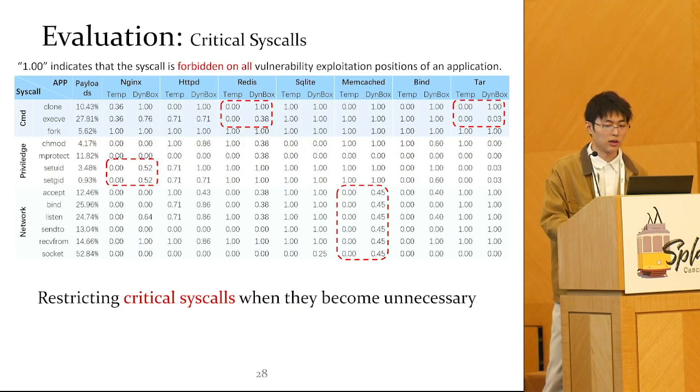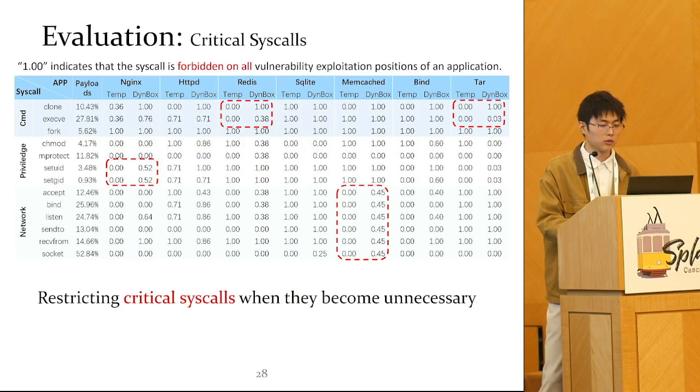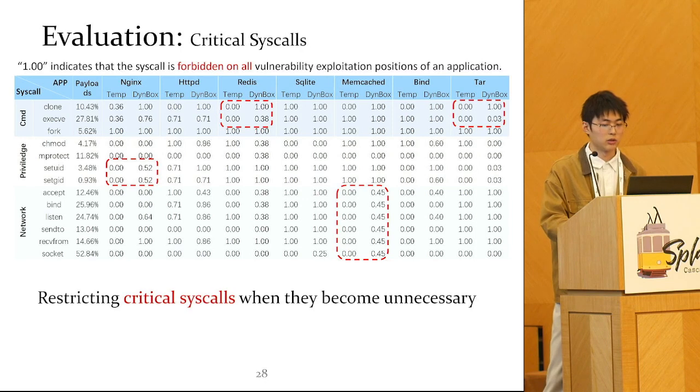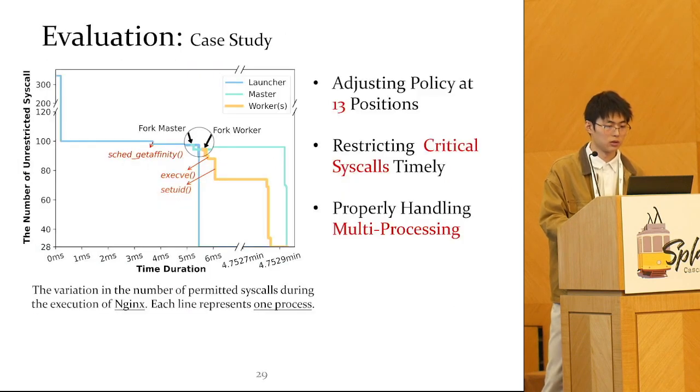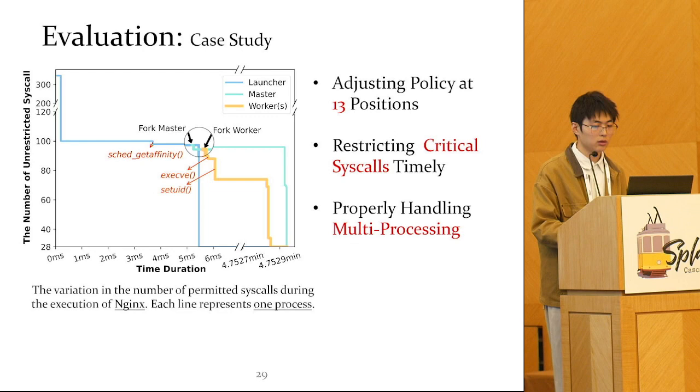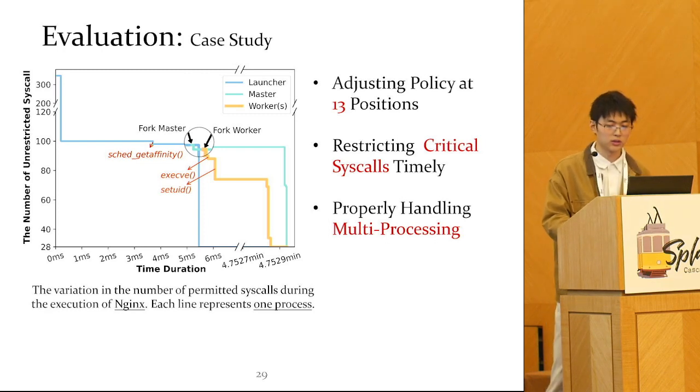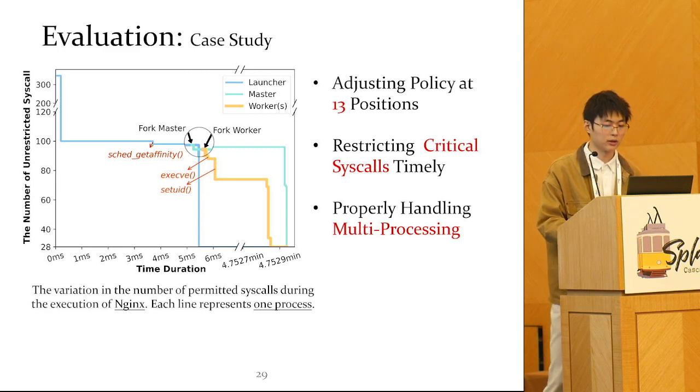When concentrating on the critical syscalls, as the red boxes show, the sandbox can restrict many critical syscalls at proper execution positions, where existing work can only permit them during the program's whole life cycle. In the case study, we show how the number of permitted syscalls varies during the index execution. As the figure shows, during the whole life cycle, the sandbox adjusts the syscall policy for 13 positions, which is impractical for human identification.